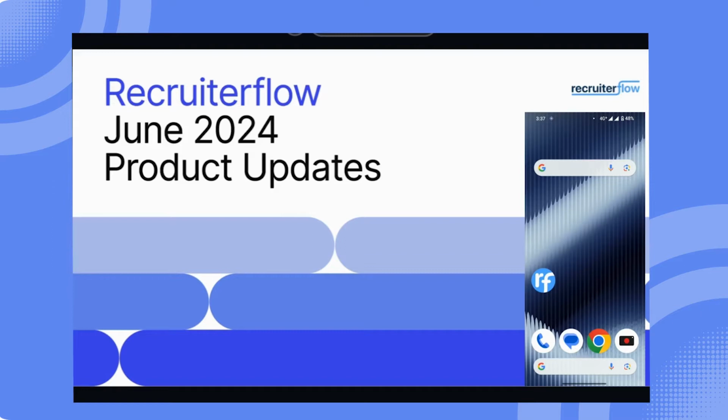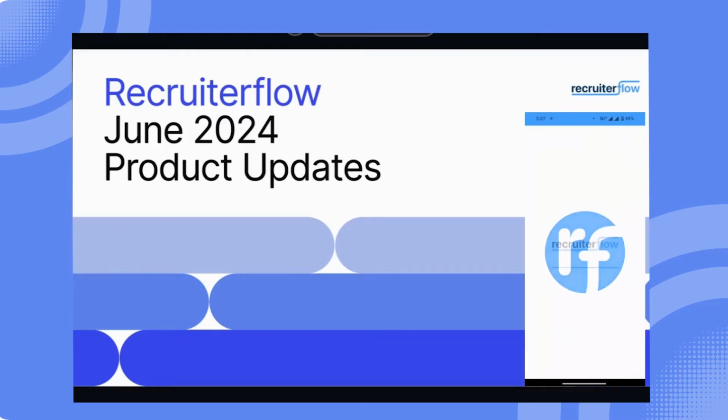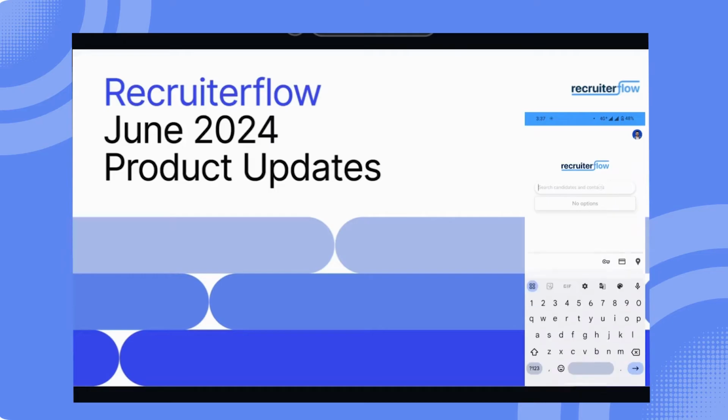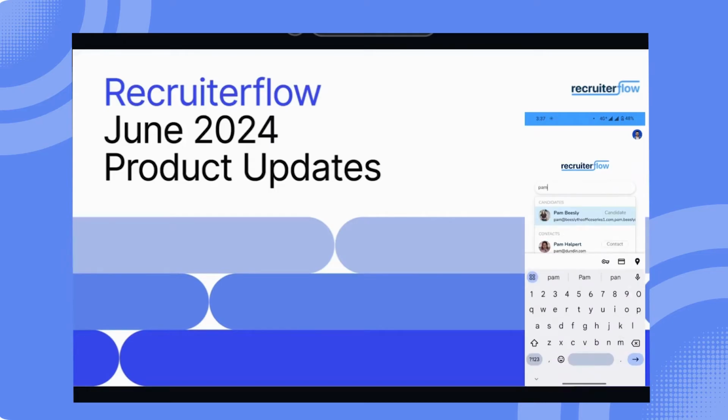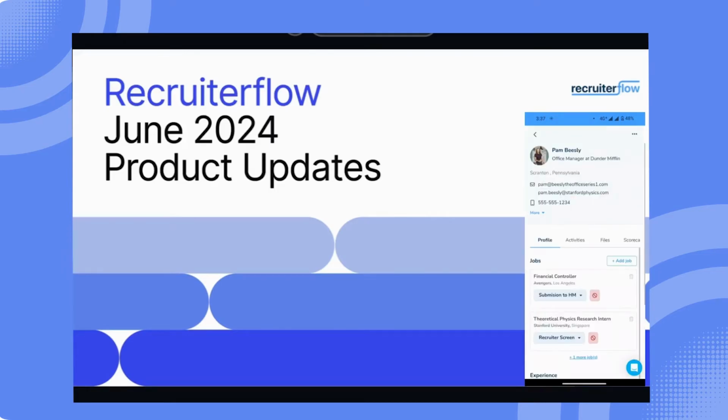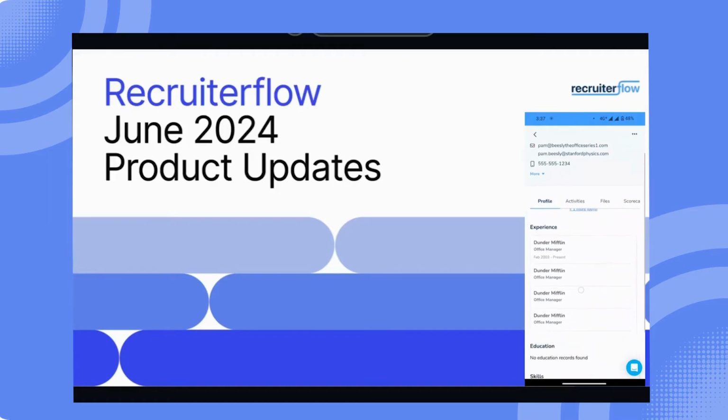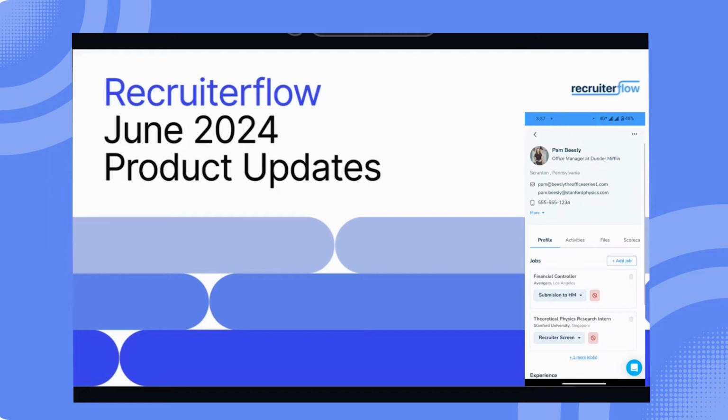As you can see from my screen, this is the Recruiterflow app on my Android phone. I can just click on the app. I'll be taken to the home page where I have the search bar. I can just look for any candidate or a contact. I can view the details of the candidate. I can see what jobs they have been added to, their experience, education, their activities, history, files, scorecards. I can even add notes, calls, or even tasks.